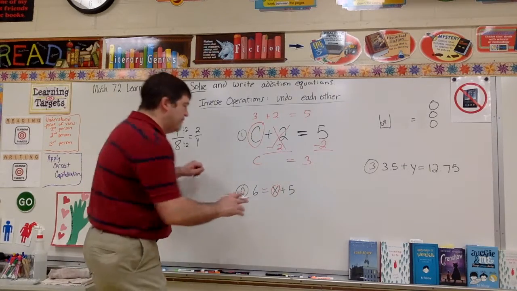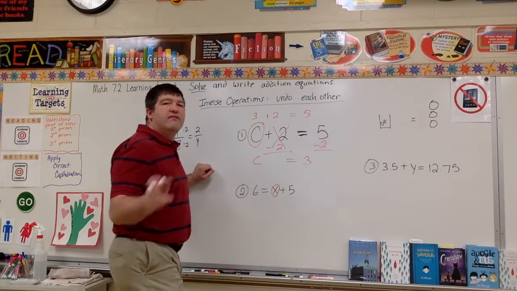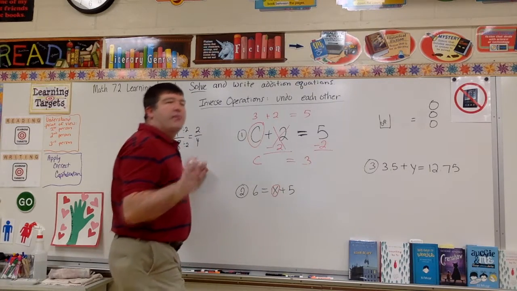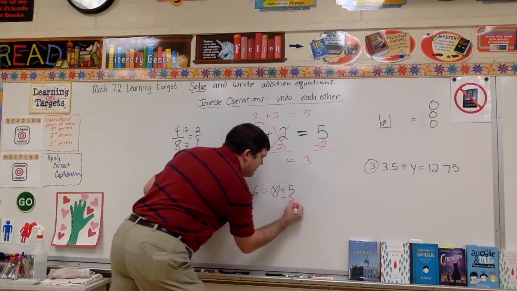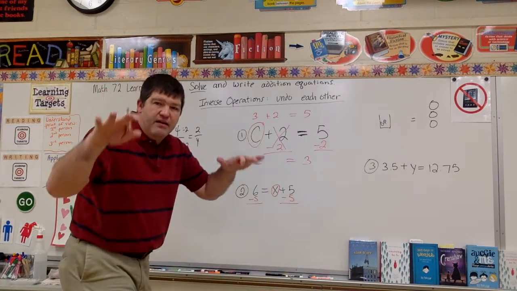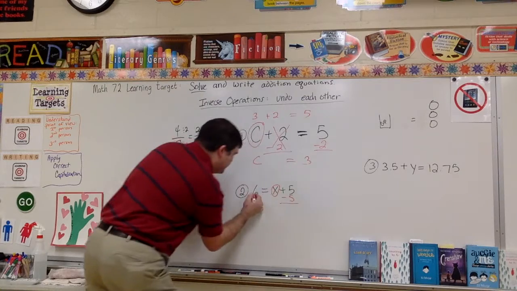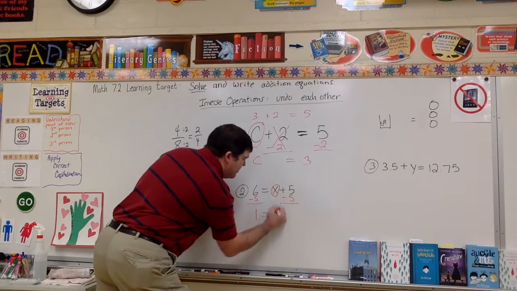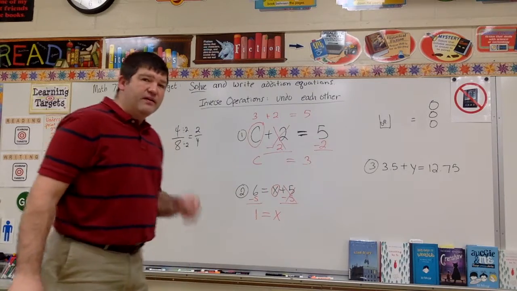Inverse operation. I have x with this plus 5. I want to do the inverse operation. Opposite of addition is subtraction. I'm going to get rid of that 5. But I got to do it on both sides. We're going down 5, equally, evenly down 5. So this is 1 equals the x, and those cancel. So I think x is 1.